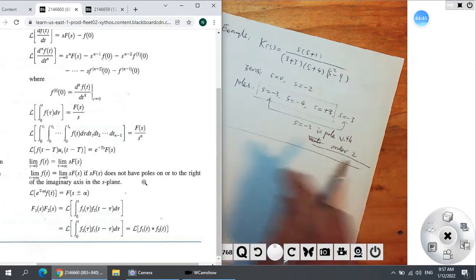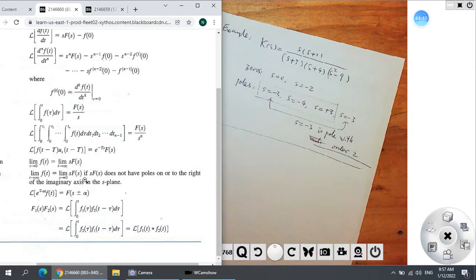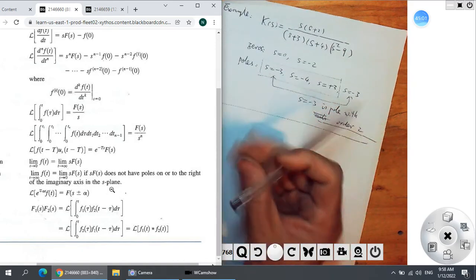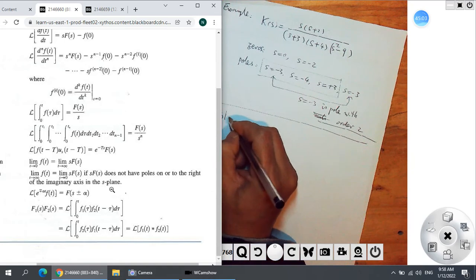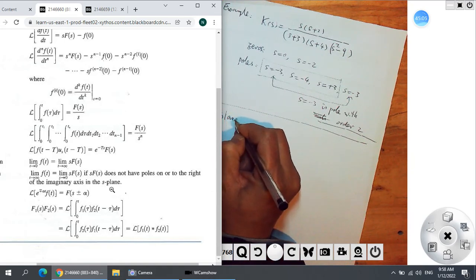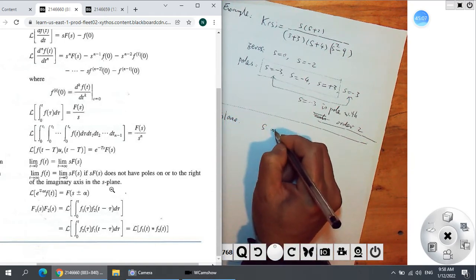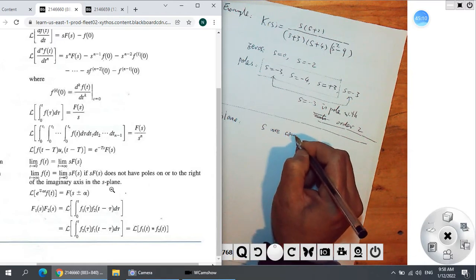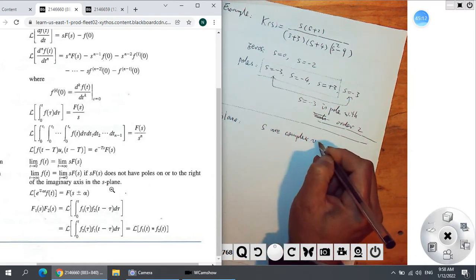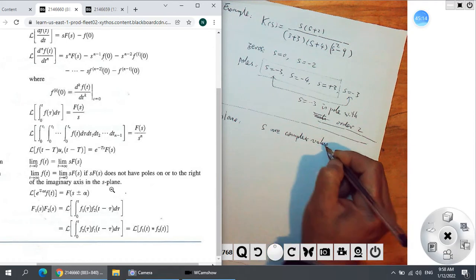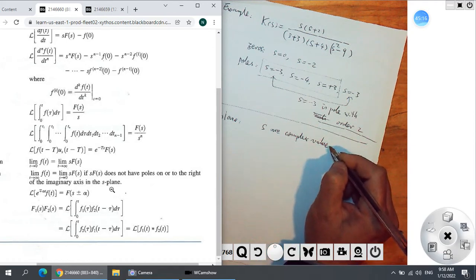Yeah. So this one here we want S times F of S not to have poles on or to the right of the imaginary axis in the S-plane. Okay, here we have a concept, the S-plane. What is the S-plane? S is a complex valued variable.